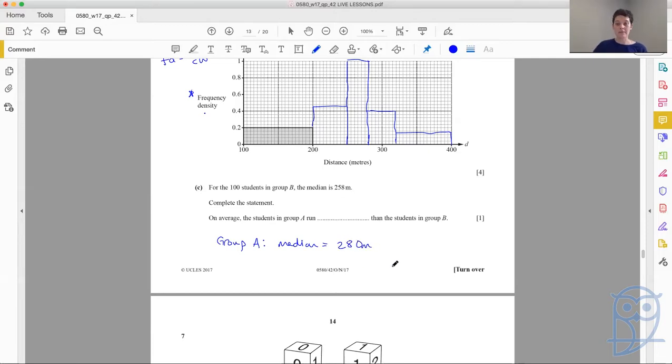How much higher? 280 minus 258 gives us 22. So group A is running 22 meters further than group B on average. So 22 meters further than the students in group B. So that's a nice introduction and overview of cumulative frequency, estimating means for group data, and working with a histogram.